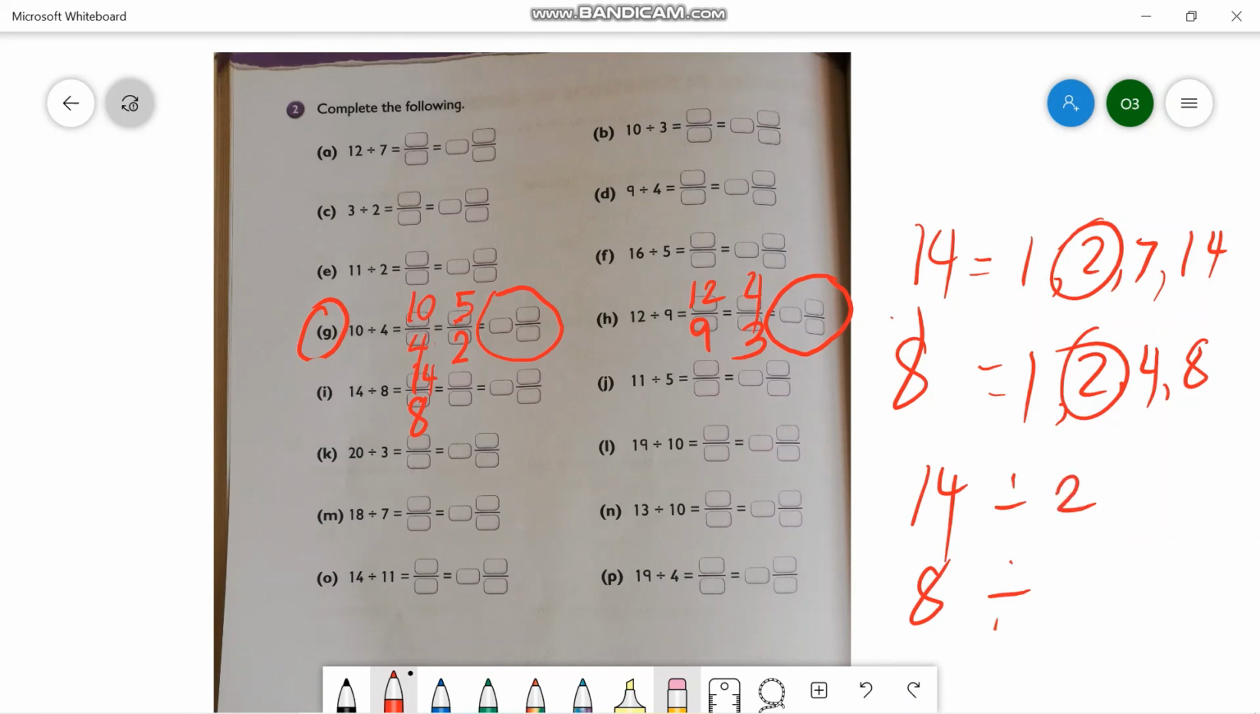14 divided by 2 and 8 divided by 2. So what's the answer? 14 divided by 2 is 7. And 8 divided by 2 is 4. So we can write here 7 over 4. Okay, then find the mixed number of 7 over 4.